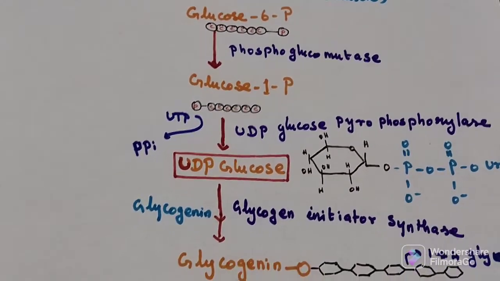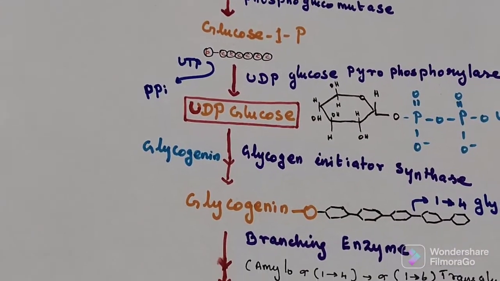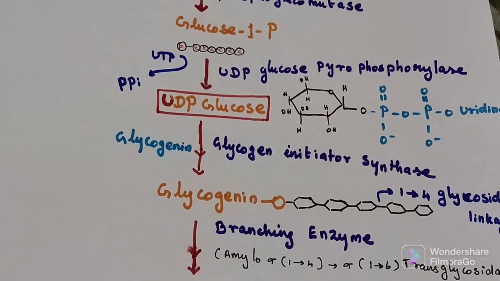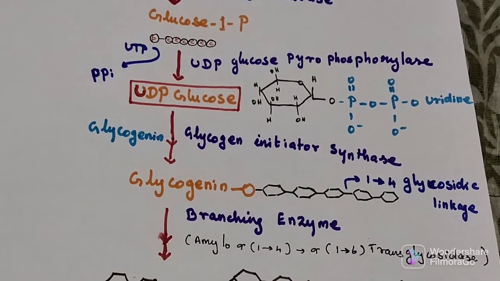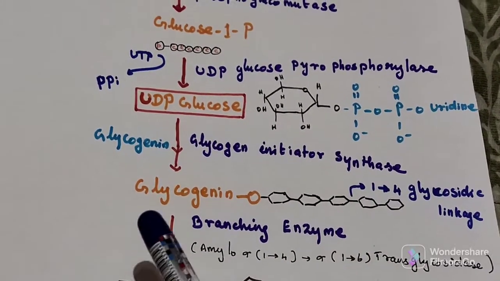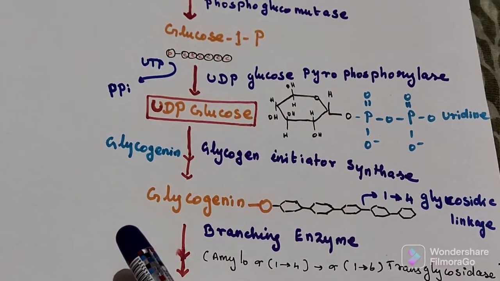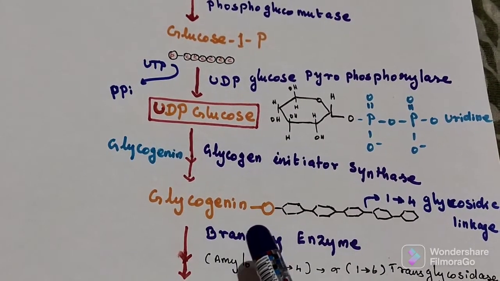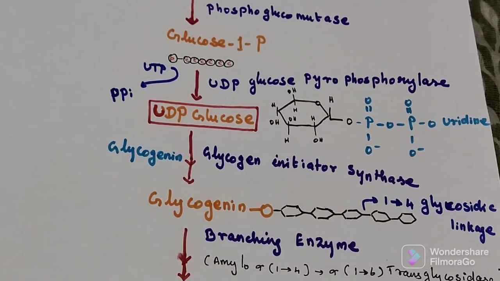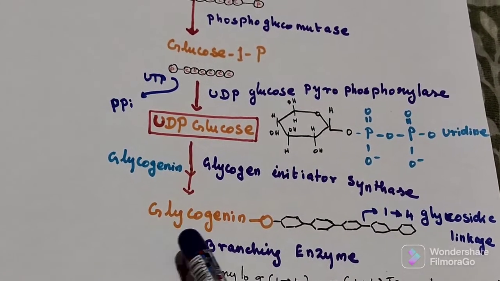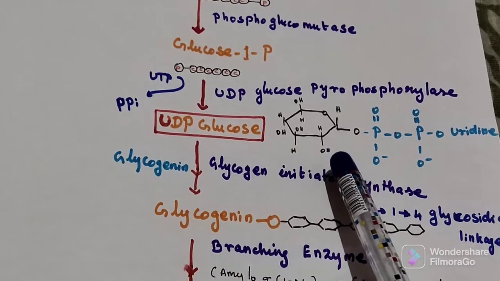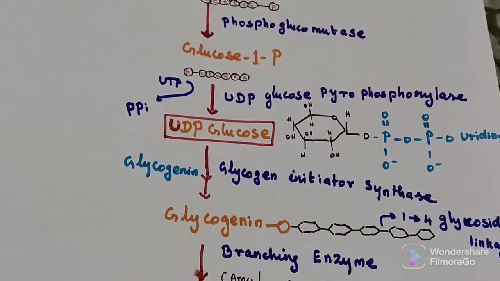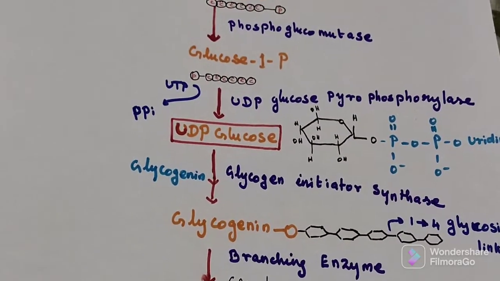Now, to initiate this process, a primer is required. A pre-existing small fragment of glycogen acts as a primer. Glycogenin can accept glucose from the UDP-glucose molecule. This glycogenin accepted this UDP-glucose molecule.